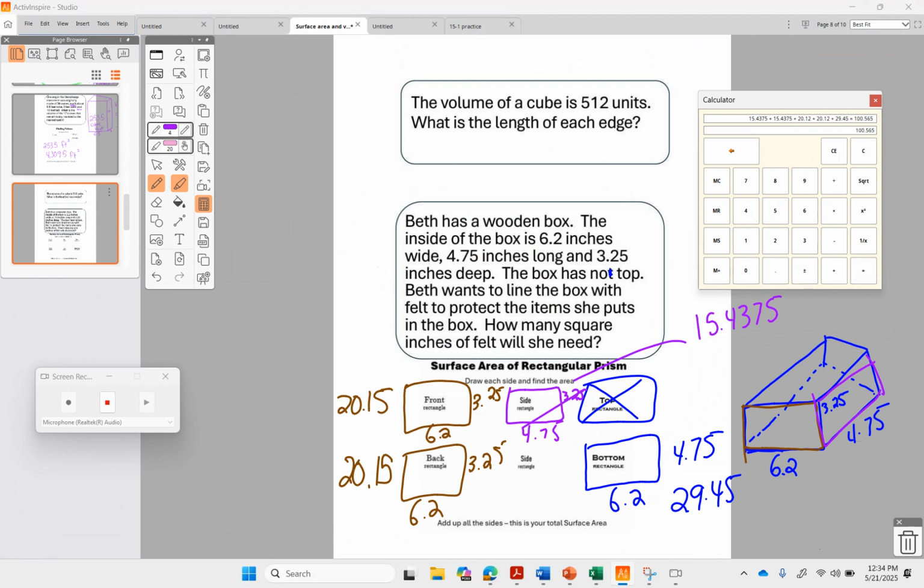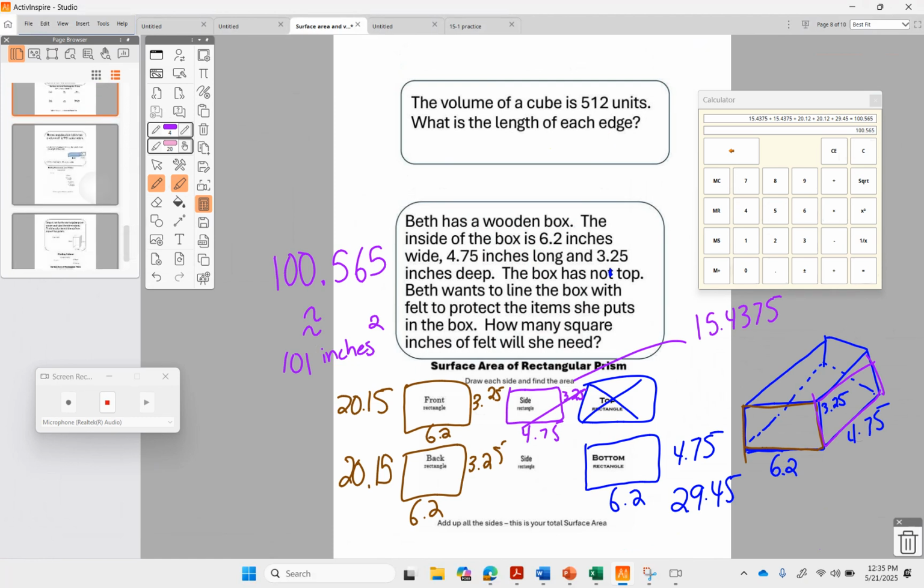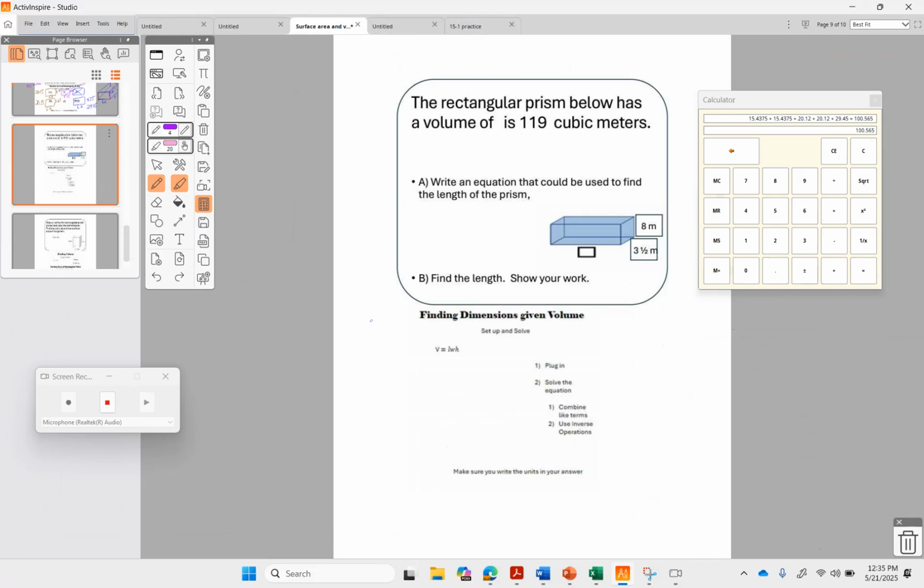It asks how many square inches of felt she will need. She will need 100.565, or approximately 101, because you can't buy a part. So about 101 inches squared, because it's surface area. I know, it just keeps going. There's a lot here. Let's see how many more pages. Oh, just these two.